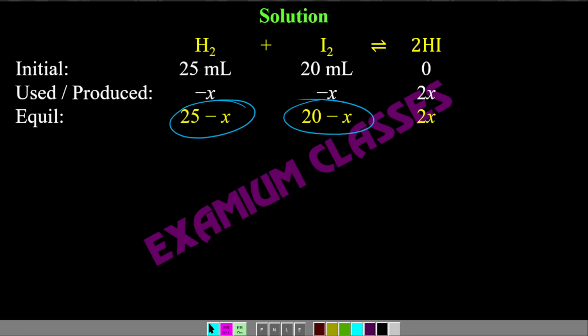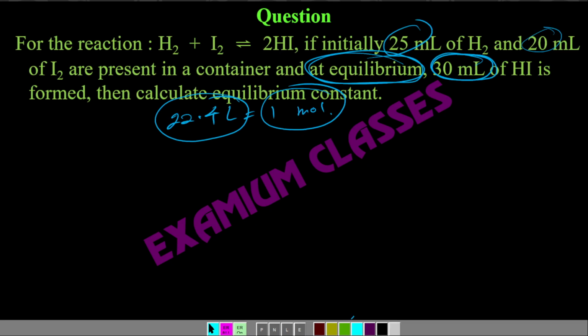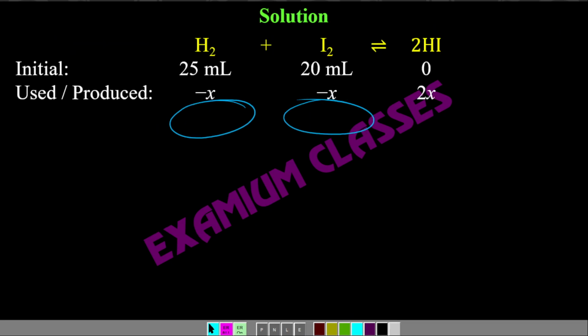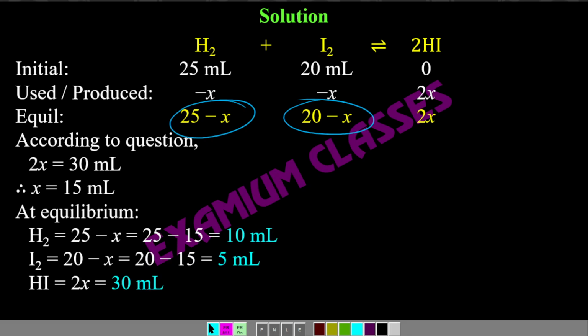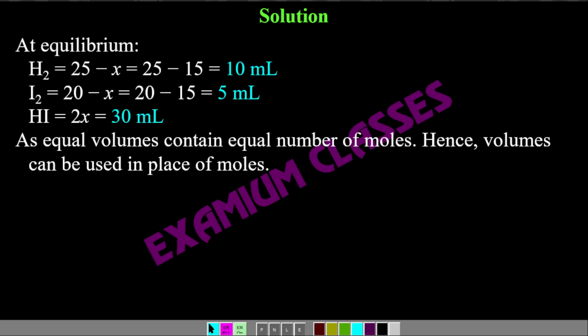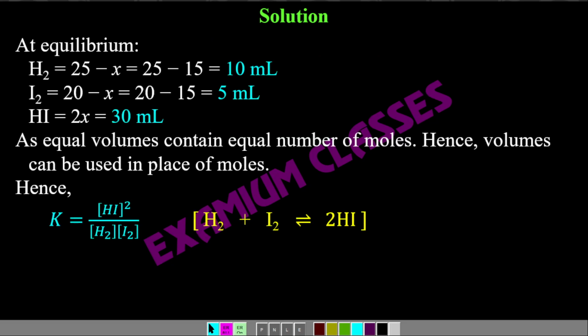Now go back, what is asked here in the question? Calculate the equilibrium constant. You can calculate the equilibrium constant now. Substitute the values. You have found 30 for HI, 10 for H2, 5 for I2. Get the answer. It will be 18. Equilibrium constant will be 18.